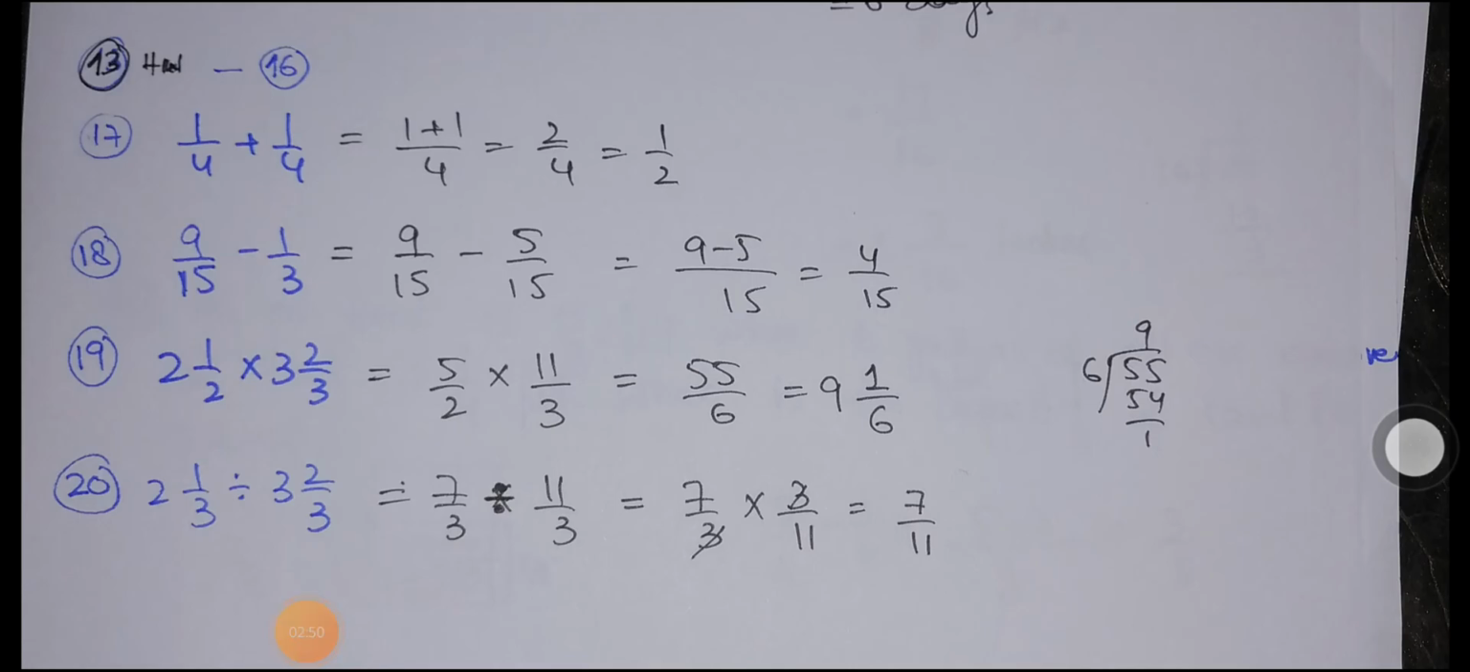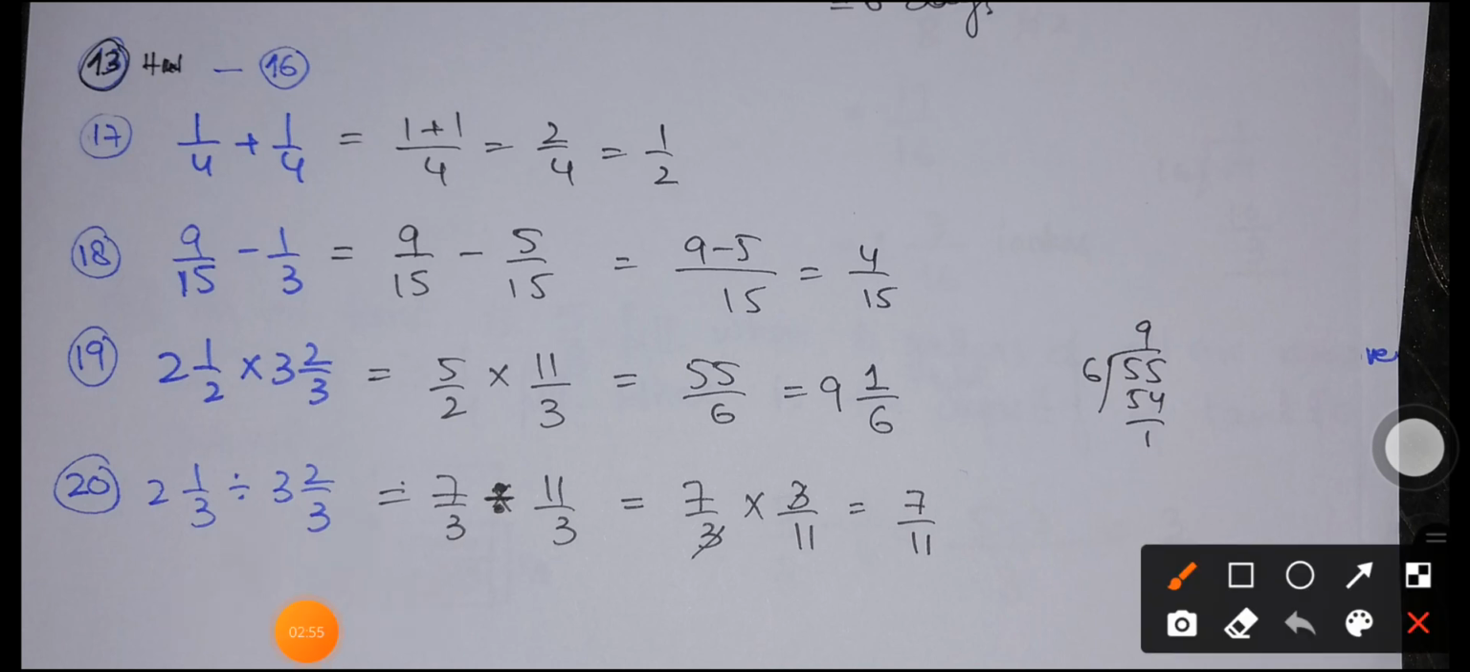Next, we have question number 13. 13 to 16 you have to solve on your own. Then we have question number 17. We have to add the two fractions 1 by 4 and 1 by 4. We already have the same denominator, so we will simply add the numerators, and 1 by 2 is the answer. Then we have question number 18.